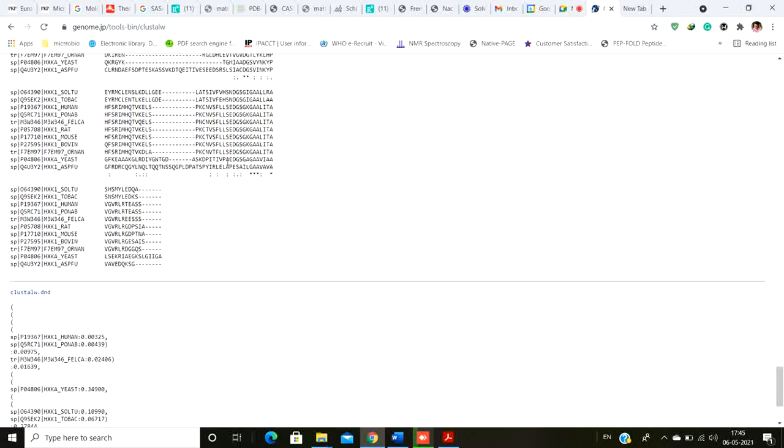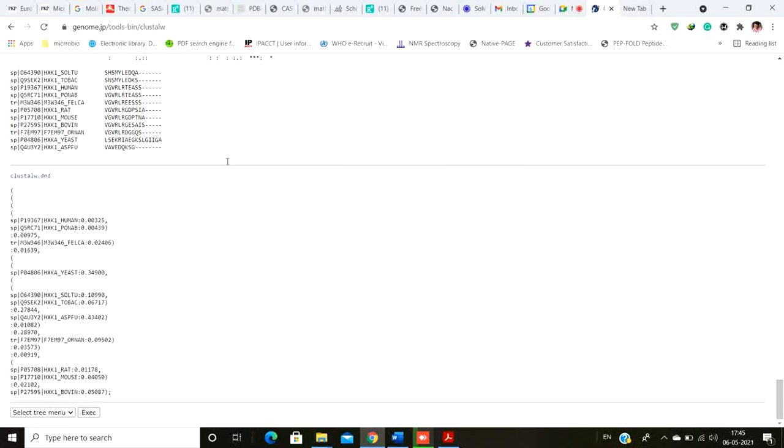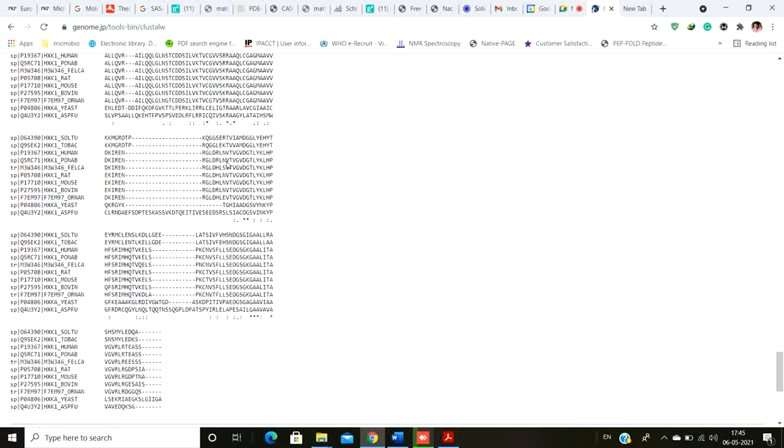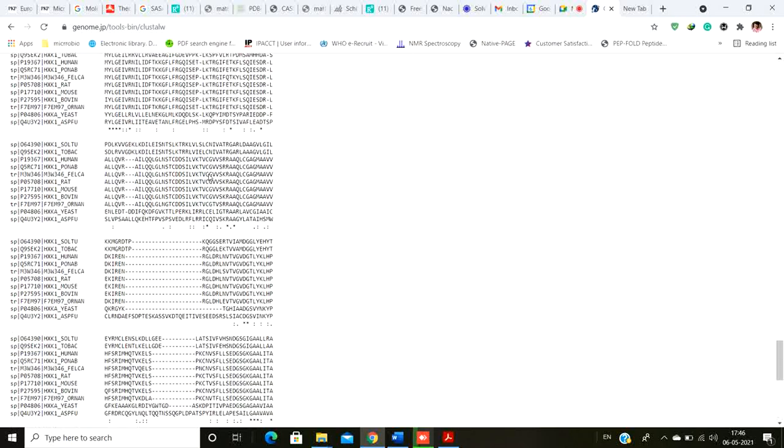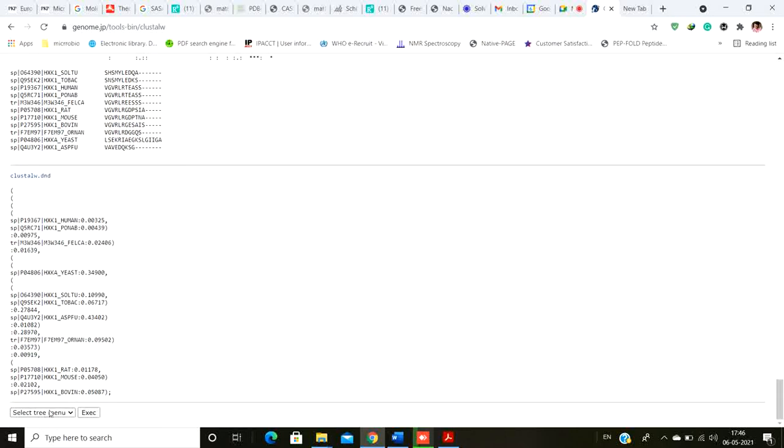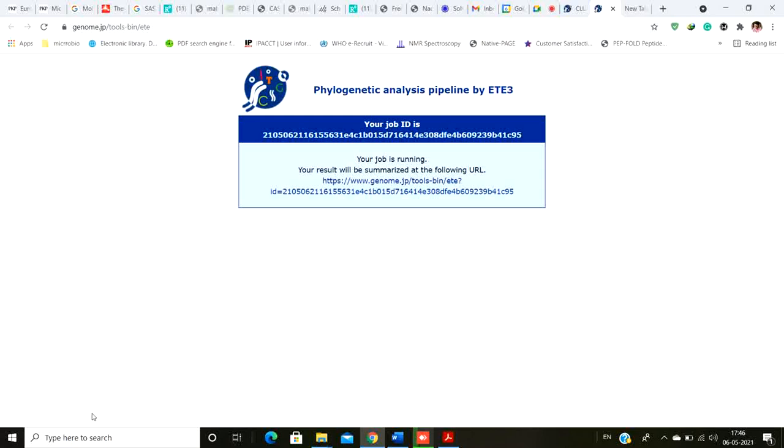So that's about this alignment. But what next? Since I have used 10 proteins together, this server can also use this information to develop an evolutionary tree. What's that? Now simply come down here, select the tree menu and click on execute. If you execute, it's going to start developing a tree. Okay.